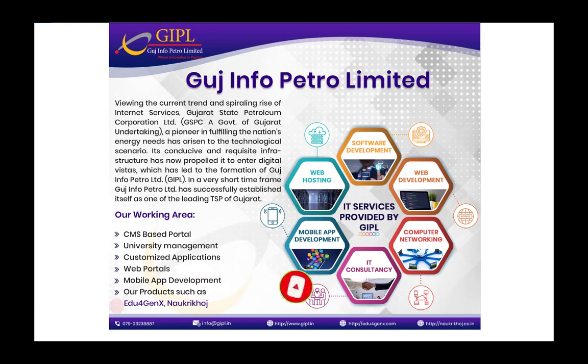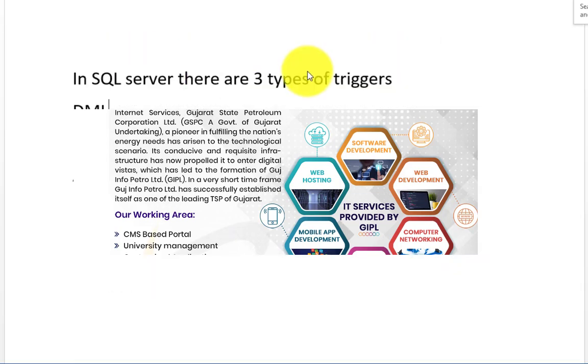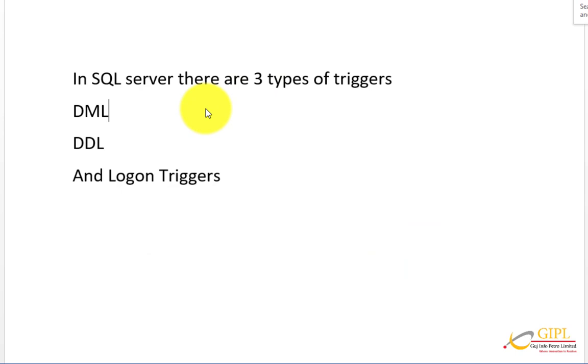Now let's start our topic. In this session, we will learn about the different types of triggers that are available in SQL Server. In SQL Server, there are three types of triggers: DML, DDL, and logon trigger.